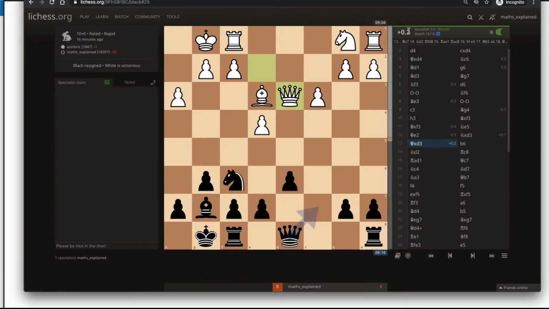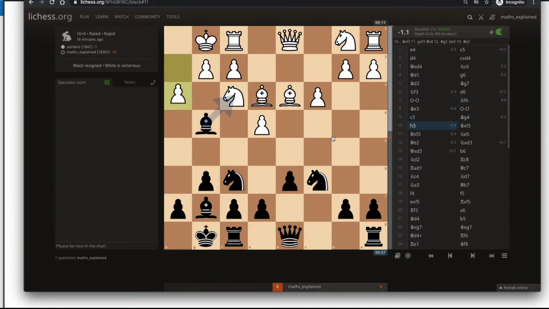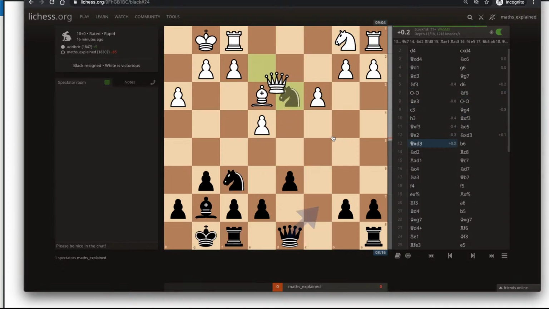So this is the analysis. This number tells you who's winning. So plus means white's winning, negative means black's winning. So you can kind of get an idea of what's a good move and what's a bad move. At the moment, plus 0.2 is pretty much equal. Well, it's 0 now, so it's saying it's equal. So I'm not doing too badly here.